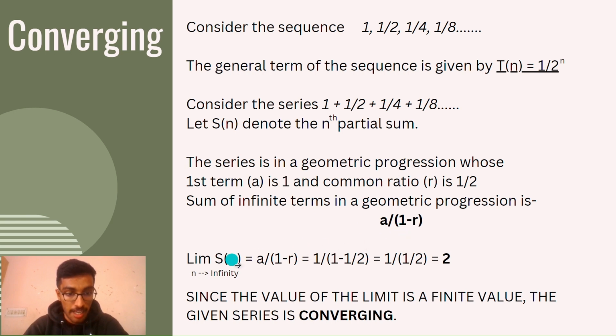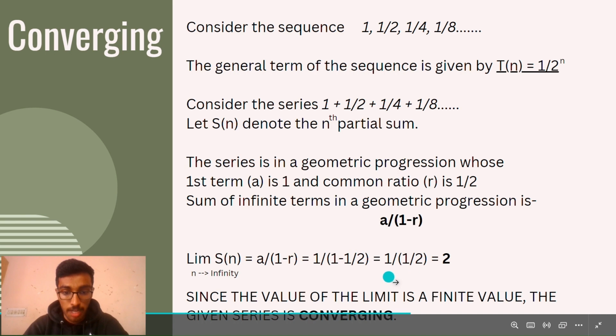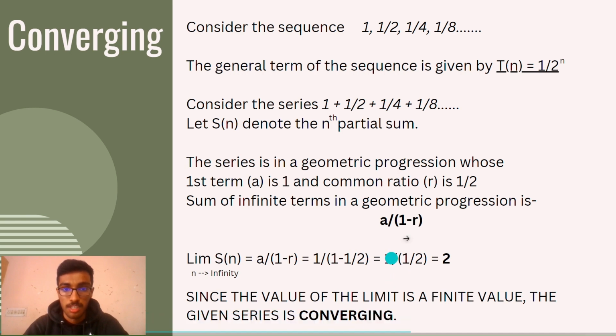So limit S of n, n tending to infinity, is simply nothing but the sum to infinity of a geometric progression, which is A by 1 minus R, which is 1 by 1 minus 1 by 2, which results in 2. Since the value of the limit is a finite value, we say that the series is converging. So 1 plus 1 by 2 plus 1 by 4 plus 1 by 8 converges to 2.